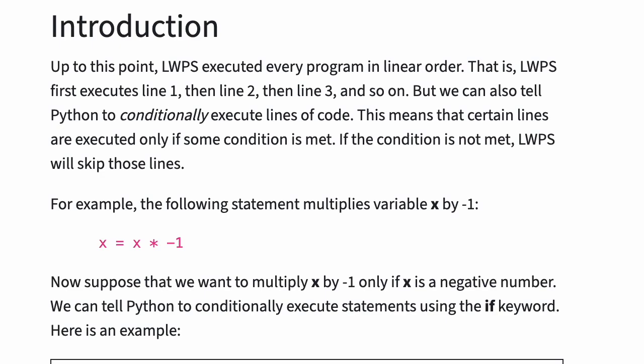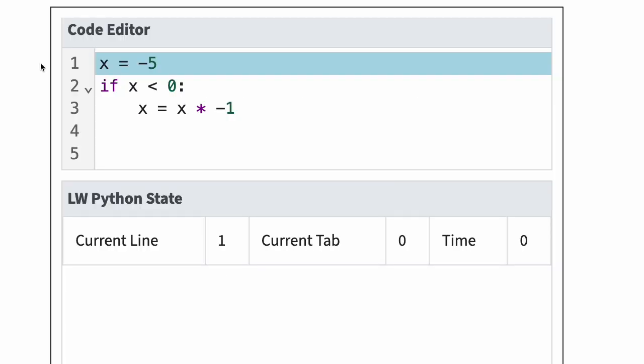For example, the following statement multiplies variable x by -1. Now suppose that we want to multiply x by -1 only if x is a negative number. We can tell Python to conditionally execute statements using the if keyword. Here's an example. Line 1 asks Python to store -5 in x. Line 2 contains the if statement.